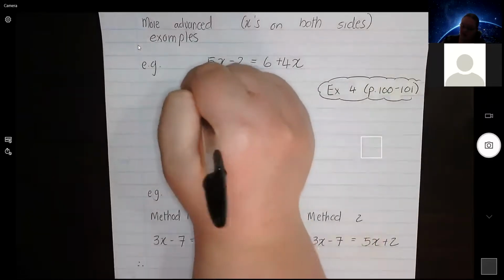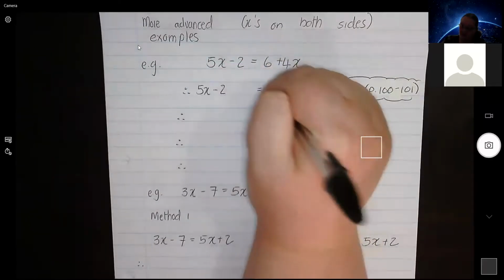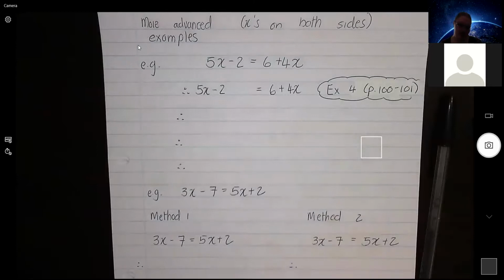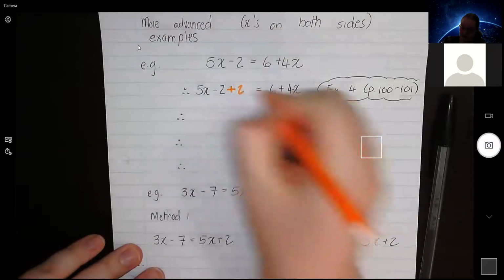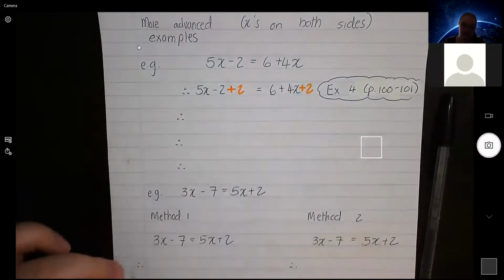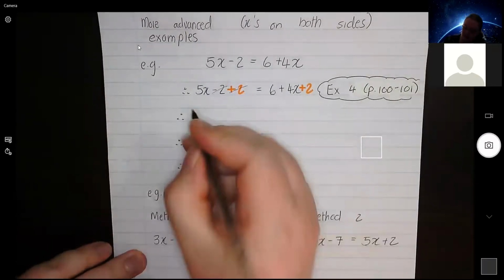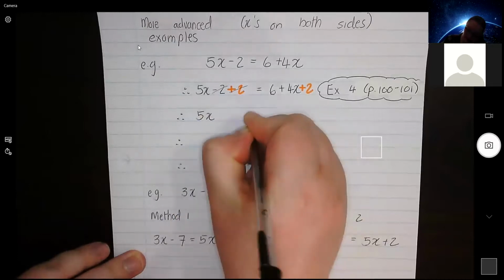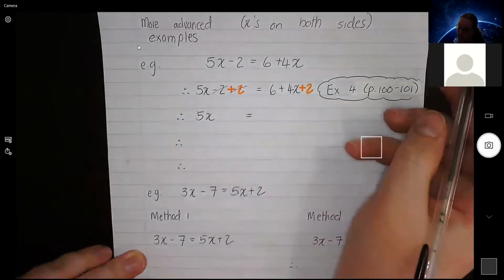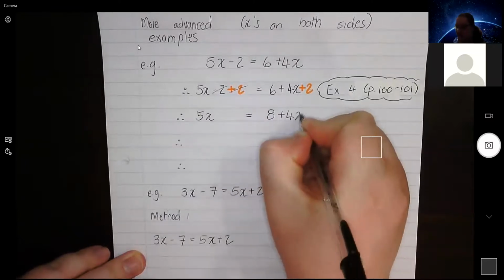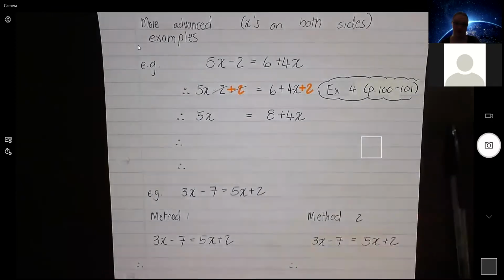Okay, so we have 5x minus 2 equal to 6 plus 4x. Now, I want my x on the left-hand side, so I'm going to get rid of the 2. I'm going to say plus 2, but what I do to one side, I must do to the other. So this negative 2 and 2 cancel out, so we're left with 5x on this side. And now we have 6 plus 2, which is 8, plus 4x on that side. Okay, great. We're getting somewhere.